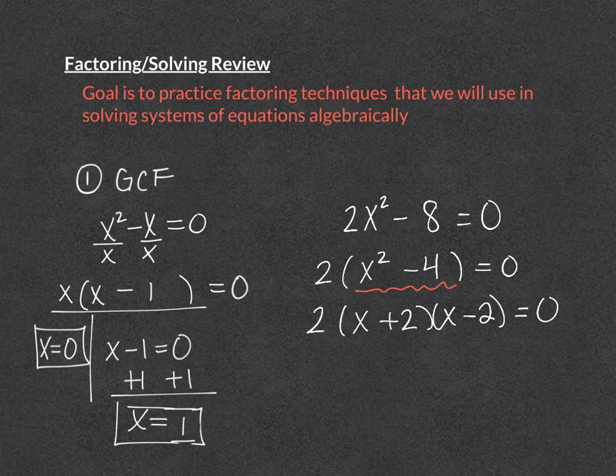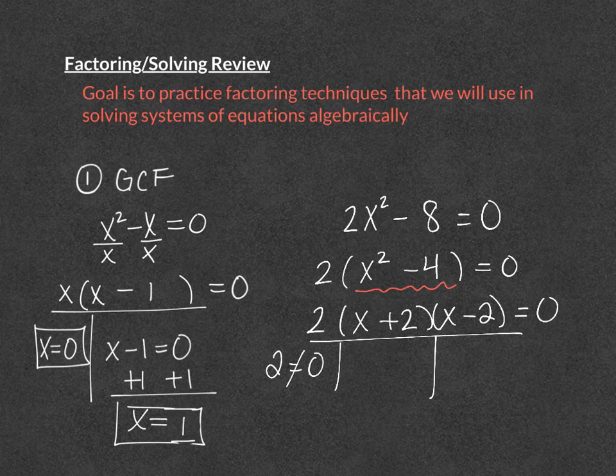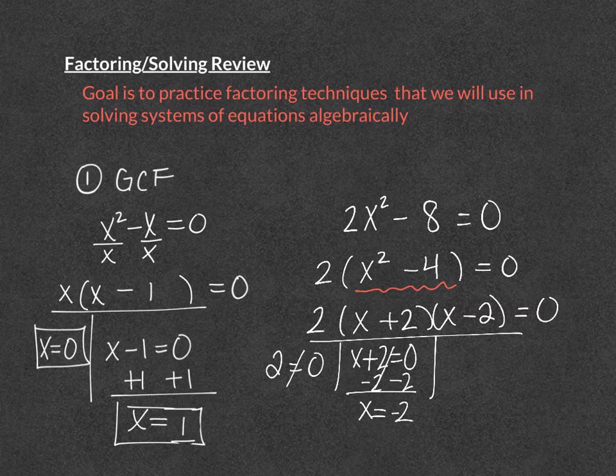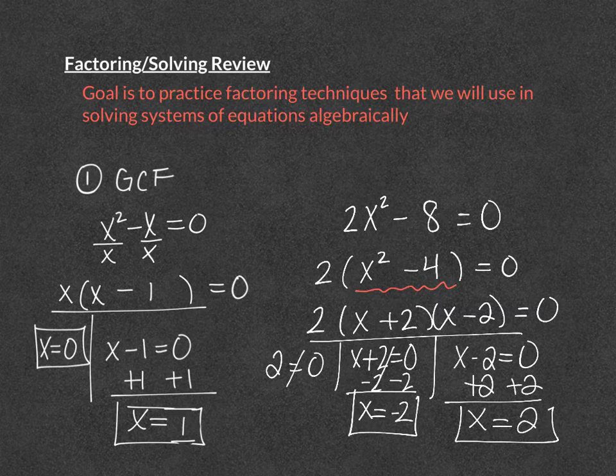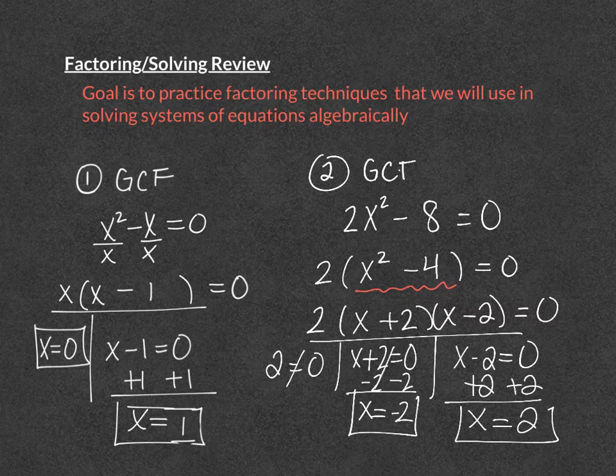And again, set each piece equal to 0. On the left side here, 2 equals 0, we can reject. X plus 2 equals 0 here, minus 2 on both sides, and we get negative 2. X minus 2 equals 0 on the right. Add 2 to both sides, and we get x equals positive 2. So this was a good example of GCF and difference of squares.